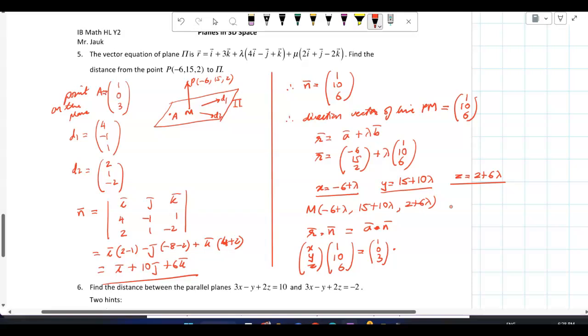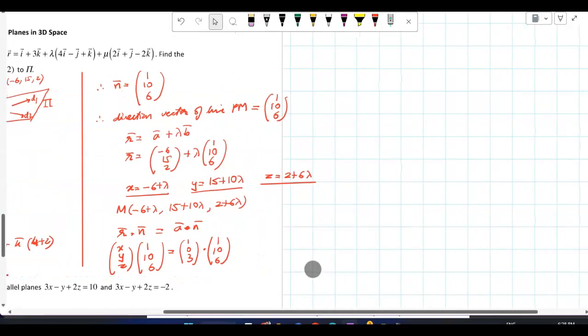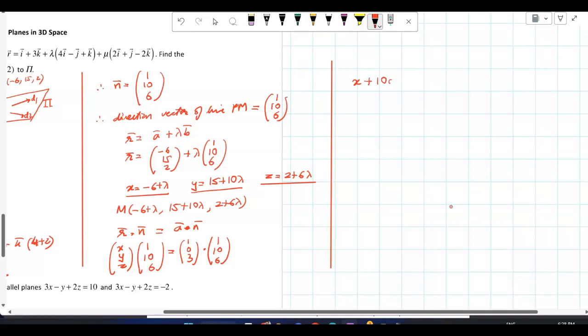And n is (1, 10, 6). So that means the equation of this plane is x + 10y + 6z = 1 + 0 into 10 is 0, plus 18. So x + 10y + 6z = 90.